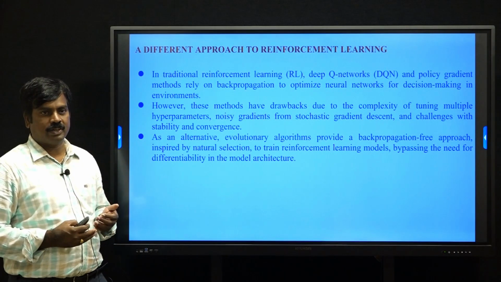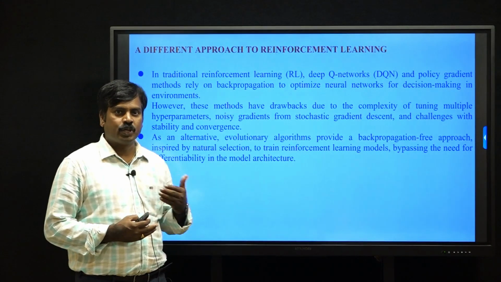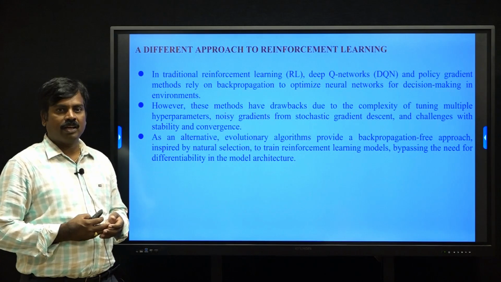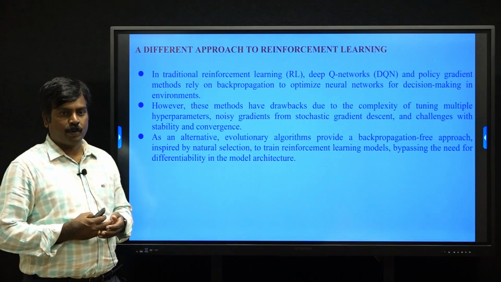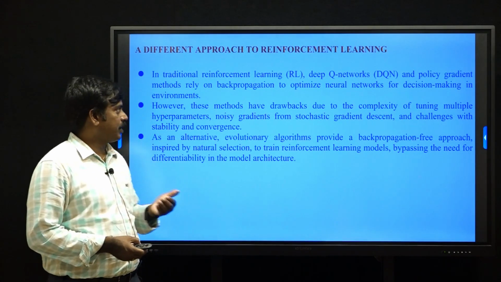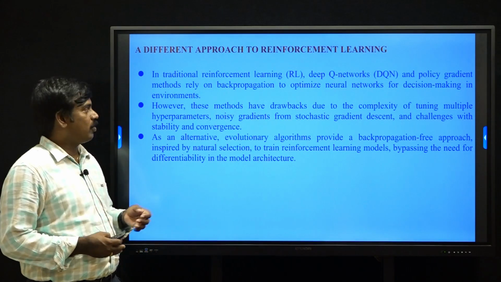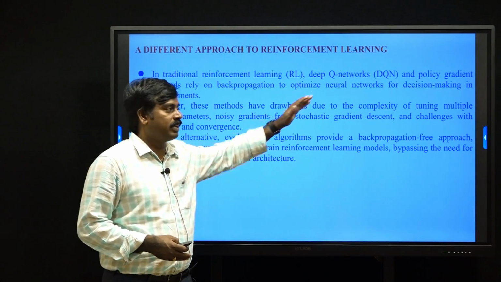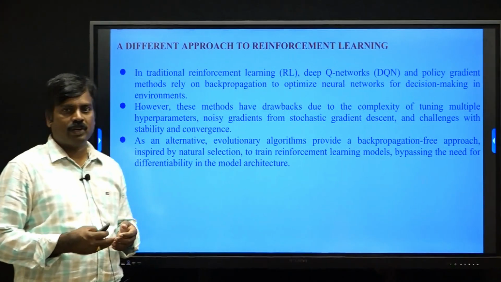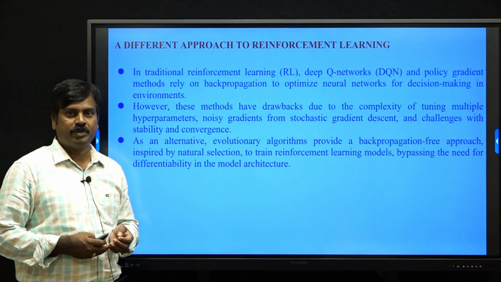In previous sessions we discussed different reinforcement learning techniques, DQN, the deep Q network, and the REINFORCE algorithm, which is a policy based approach. These are the previously discussed approaches or methods. They rely on backpropagation to optimize the neural network parameters, to get the best results and the optimal policies.